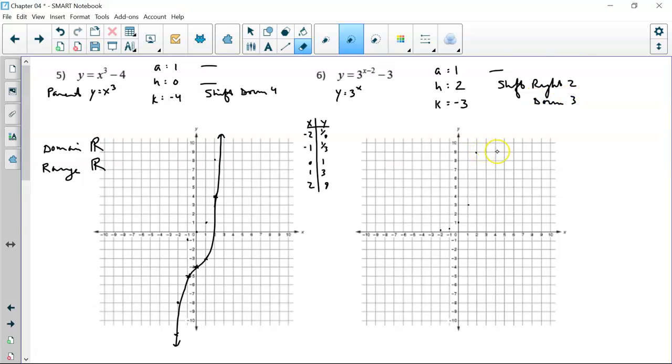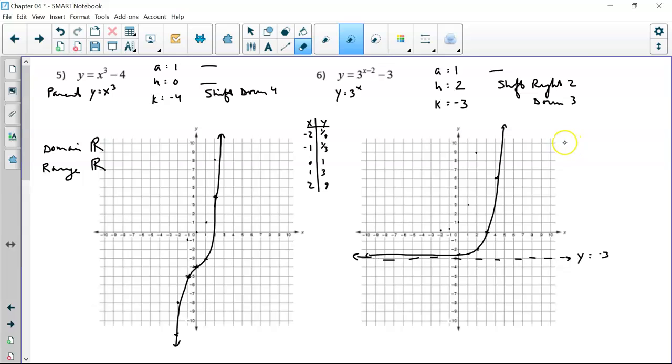So I'm going to go to the right 2, each point, and down 3, put a little x. To the right 2, down 3, to the right 2, down 3. Not only did each point move to the right 2 and down 3, but our horizontal asymptote moved down 3. So our horizontal asymptote is located down there at y equals negative 3. So you can draw your graph through those points, and there we have it.